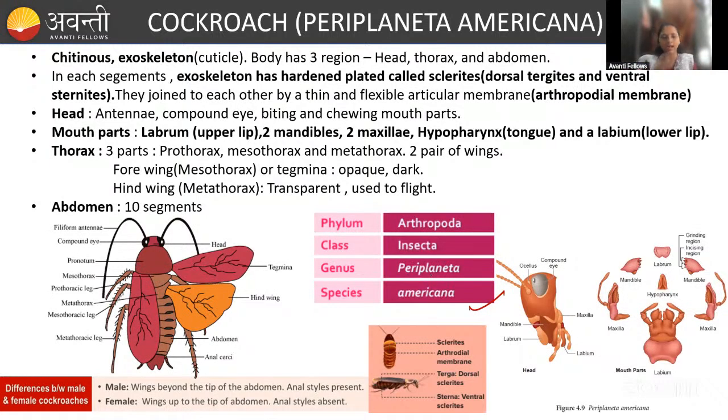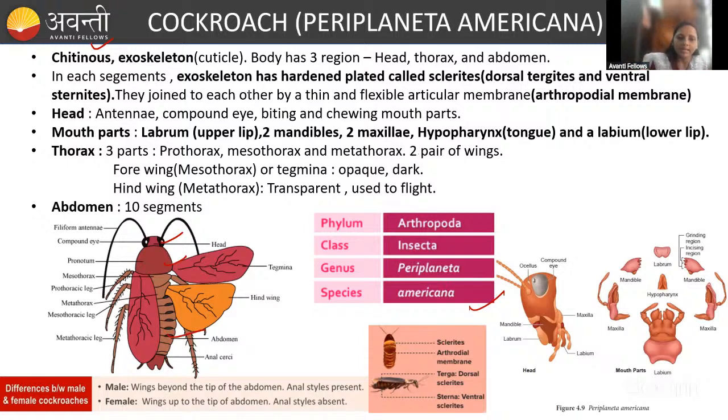Remember. Okay. And coming to the cockroach, have you seen the cockroach, guys? Mainly it consists of the exoskeleton, right? That is called chitin. Chitin is made up of N-acetyl glucosamine. The body of the cockroach is divided into the head, thorax, and abdomen. Head, thorax, and abdomen. Just as we can divide ourselves, right? Head, thorax, and abdomen, like that.